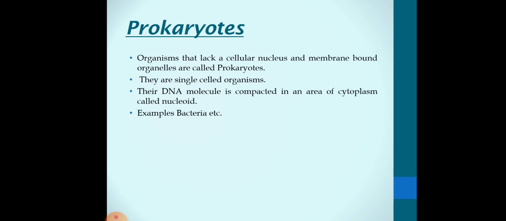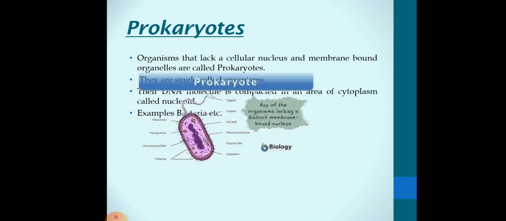Next, prokaryotes. Now there are some organisms that lack a proper cellular nucleus. That means they do not have a well-defined nucleus, and also they do not have membrane-bound organelles. Such organisms which do not contain a proper nucleus are called prokaryotes. Generally prokaryotes are single-cell organisms. That means they are unicellular, and their DNA molecule is compact. Their DNA molecules are present in an area of the cytoplasm, and that area where their DNA molecule is found is called the nucleoid. Examples are bacteria.